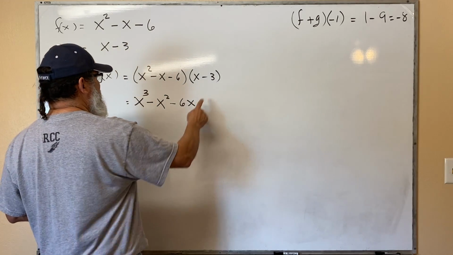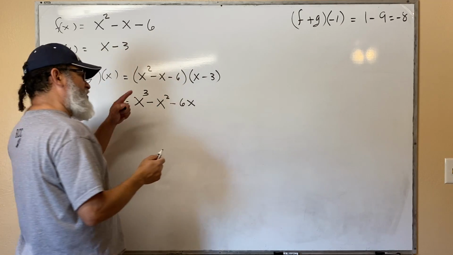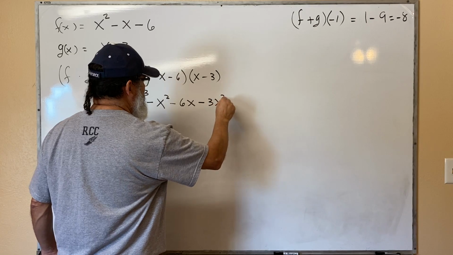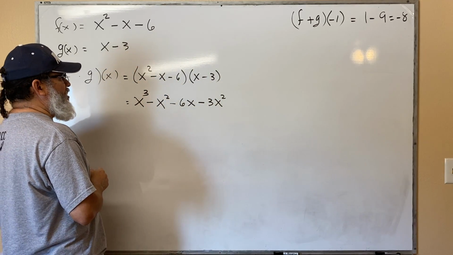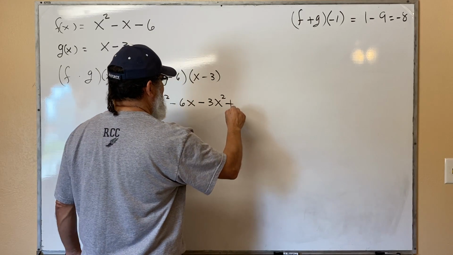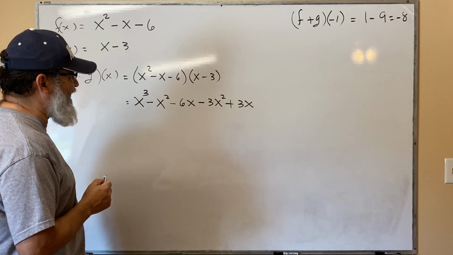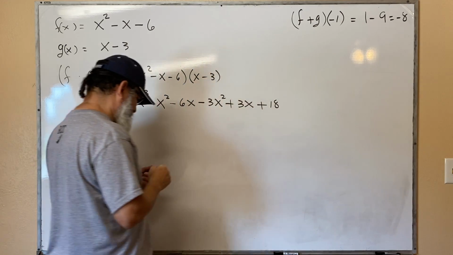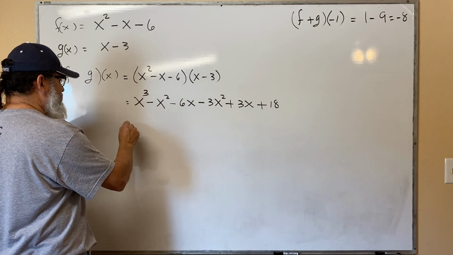The second one, multiply negative 3 times x. Negative 3 times x squared, which is negative 3x squared. Negative 3 times negative x, which is what? Plus 3x. And then negative 3 times negative 6, which is what? Plus 18. Okay? Now we're going to combine like terms.